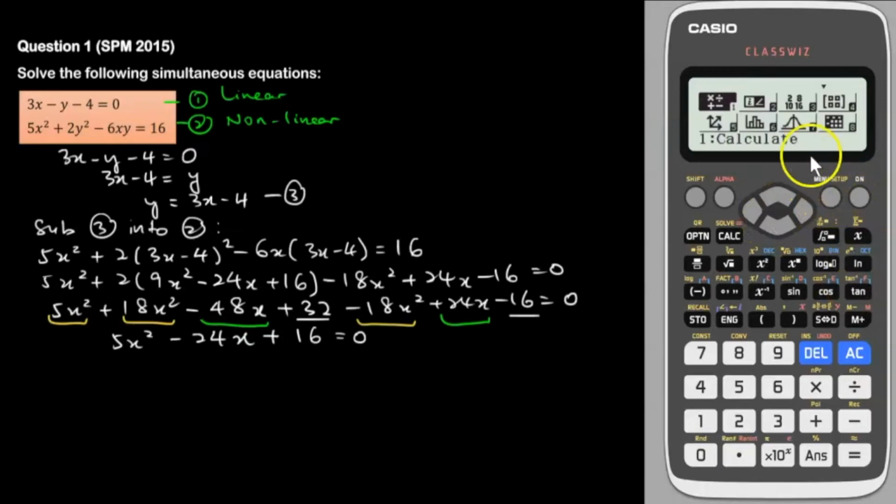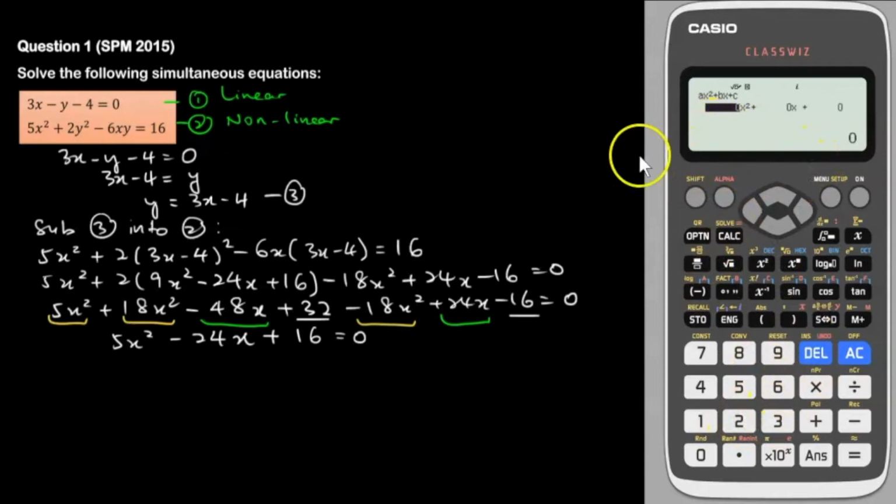Go to menu. Then after that, you go to the left, press left, left, left. You see equation here, so press alpha. Then you see the negative button, there's an A here, so press that one. This one is going to be a polynomial, so press 2. The highest degree is 2, so press 2.